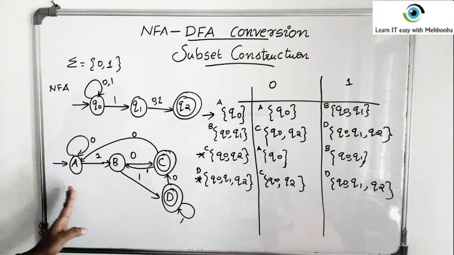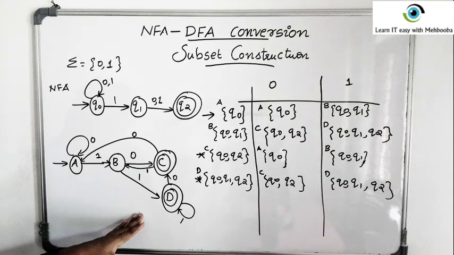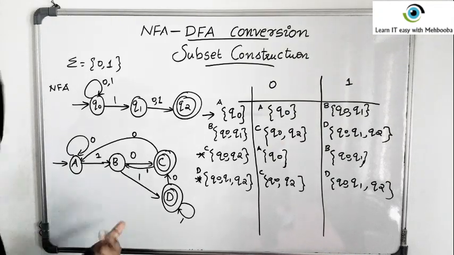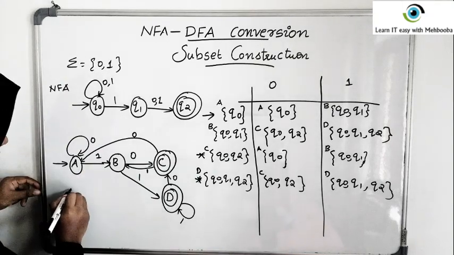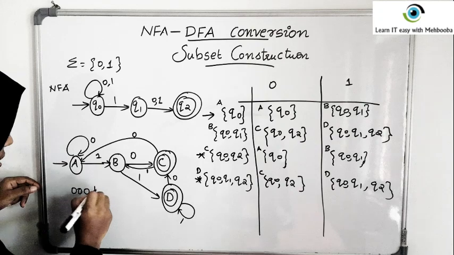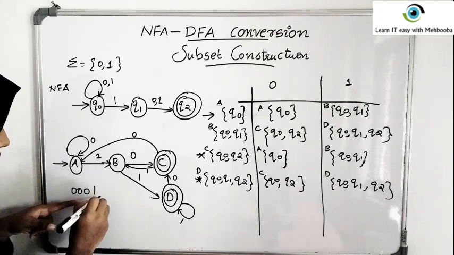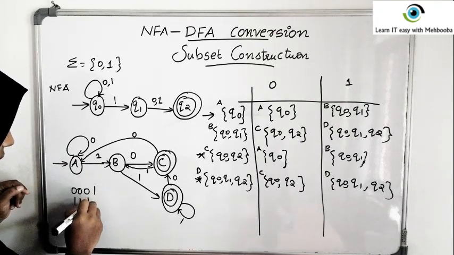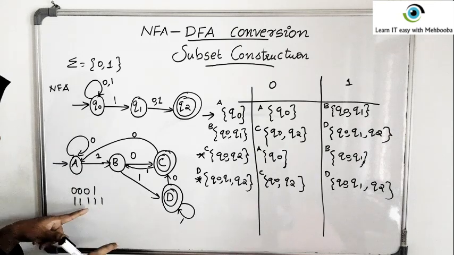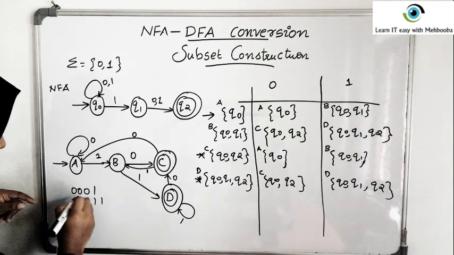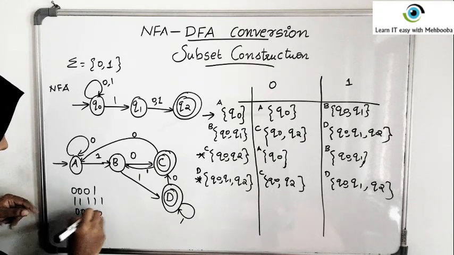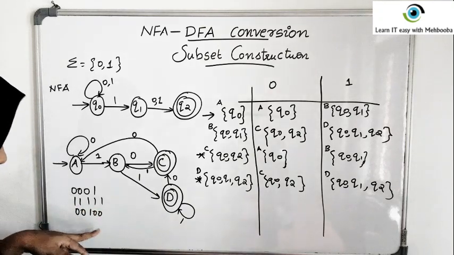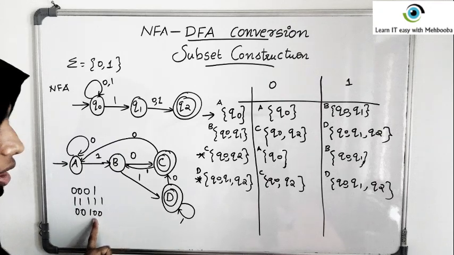So, check whether it accepts all the strings that contain a 1 in the second last position. I'll take this string 0, 0, 0, 1. This should be rejected because 1 is not in the second last position. Then 1, 1, 1, 1, 1. This should be accepted because it contains 1 in the second last position. Then 0, 0, 1, 0, 0. This should be rejected because this doesn't have a 1 in the second last position.